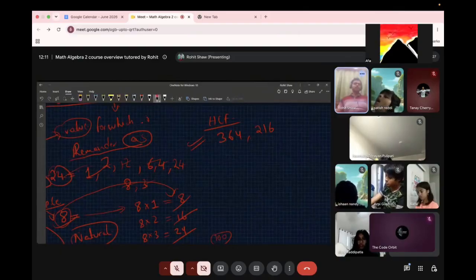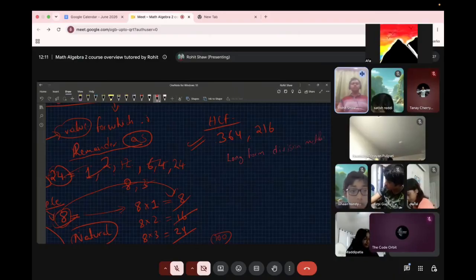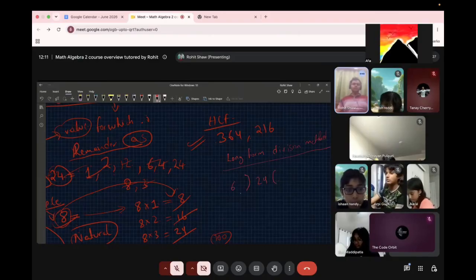See how I am doing it. The process is called the long form division method. So what is the long form division method? How do you divide? Let's say 24. I'll divide by 6. So 6 fours are 24, so the remainder is 0.